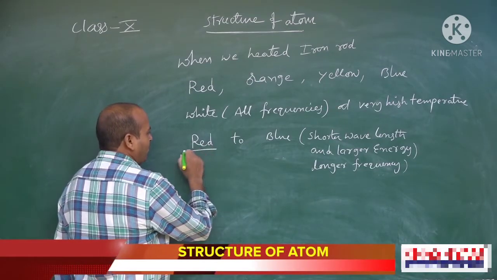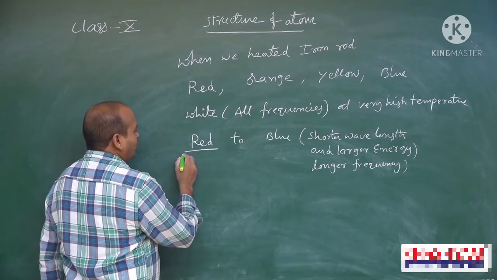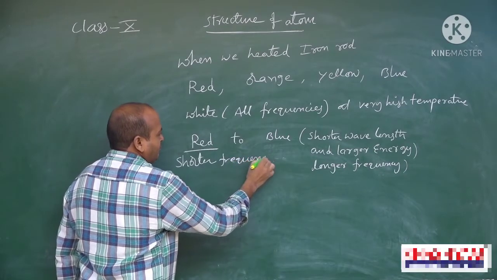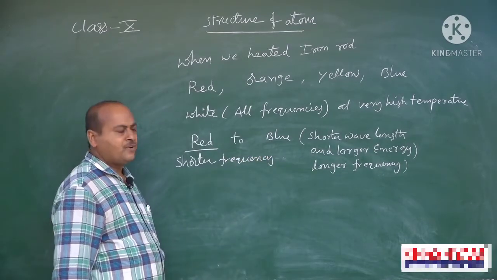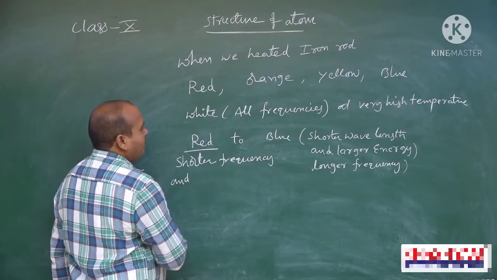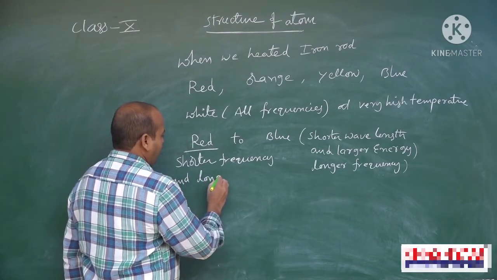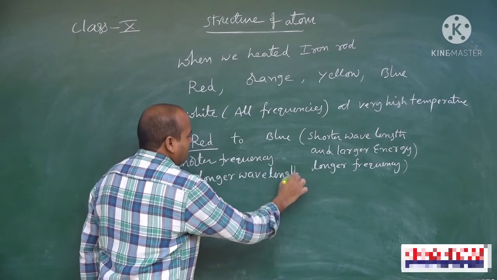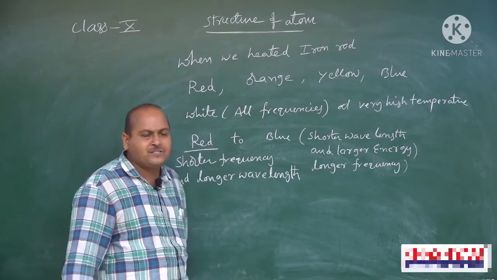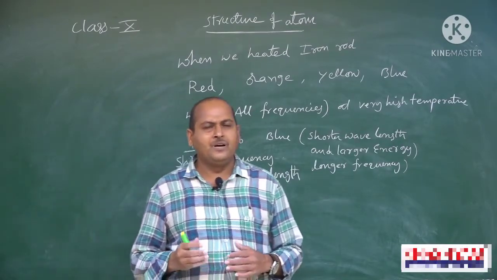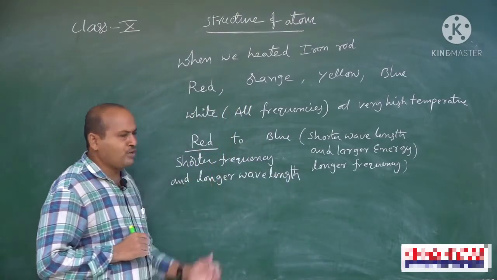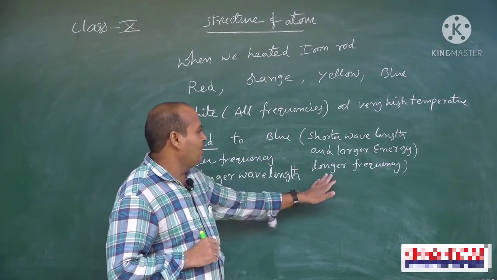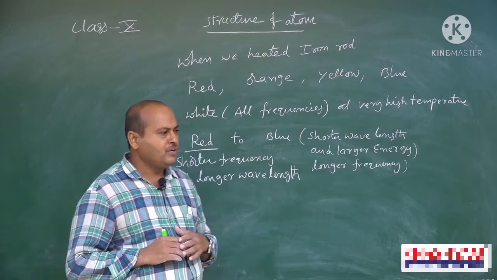In the case of the red one, it has lower frequency and longer wavelength. Longer wavelength means red color has the lowest energy, longer wavelength and shorter frequency, whereas in the case of blue, it has shorter wavelength, higher frequency and larger energy.